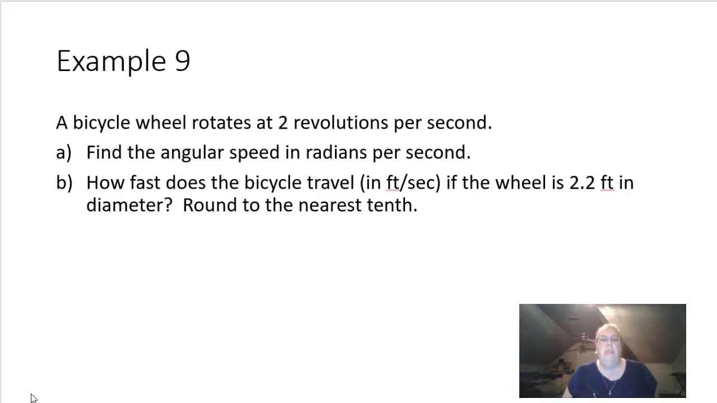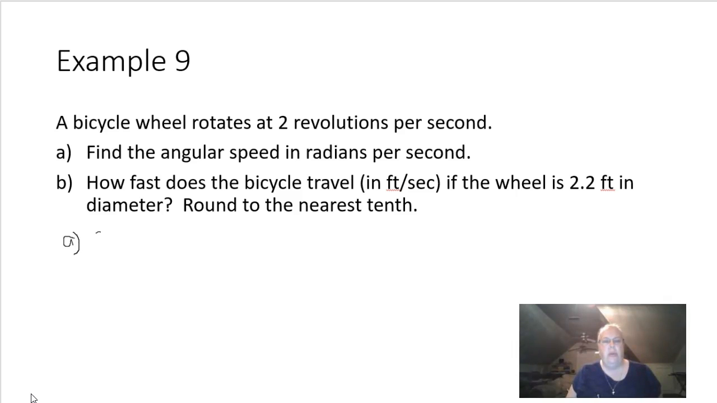This is example 9 from lesson 4.1. A bicycle wheel rotates at 2 revolutions per second. A. Find the angular speed in radians per second. B. How fast does a bicycle travel in feet per second if the wheel is 2.2 feet in diameter, round to the nearest tenth? Alright, so for part A, we are asked to find the angular speed.